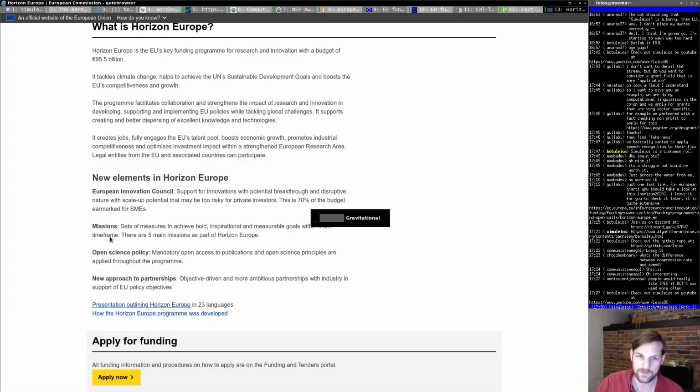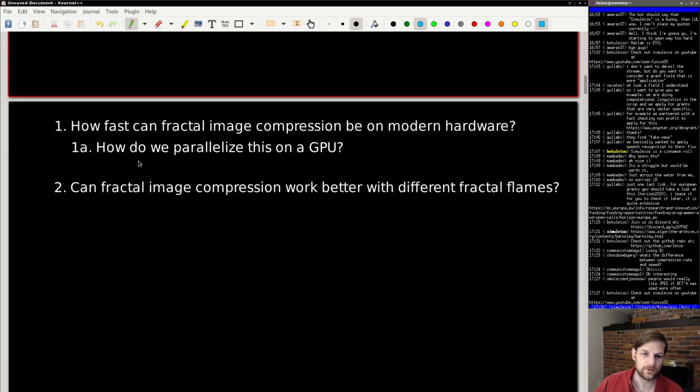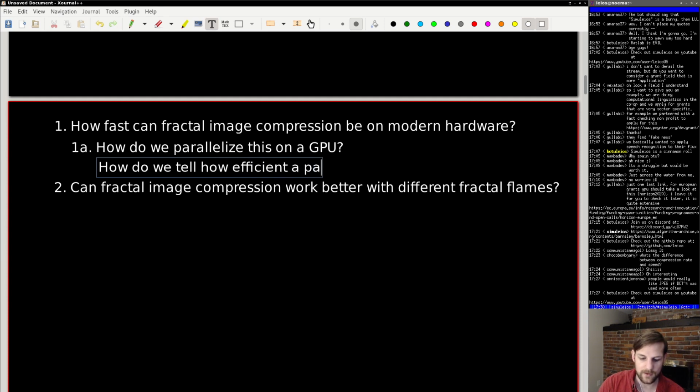So my question here, oh, sorry, I went to the wrong desktop. So my question here is not only how do we parallelize this on the GPU, but the follow-up question here is how do we tell how efficient a parallel method is? Okay, and this is where we come up to another interesting question.